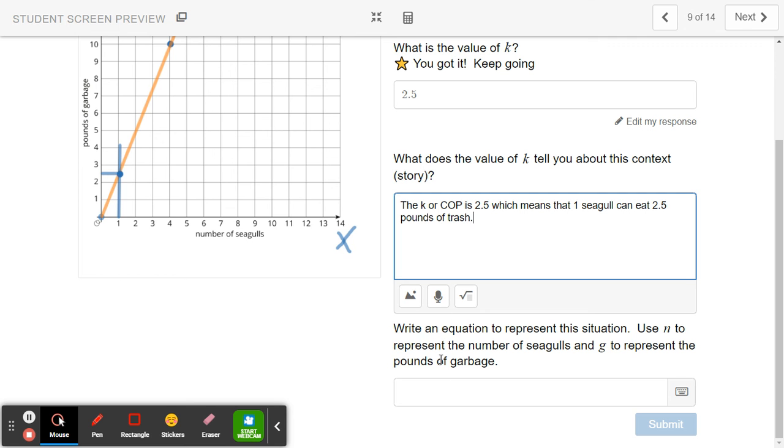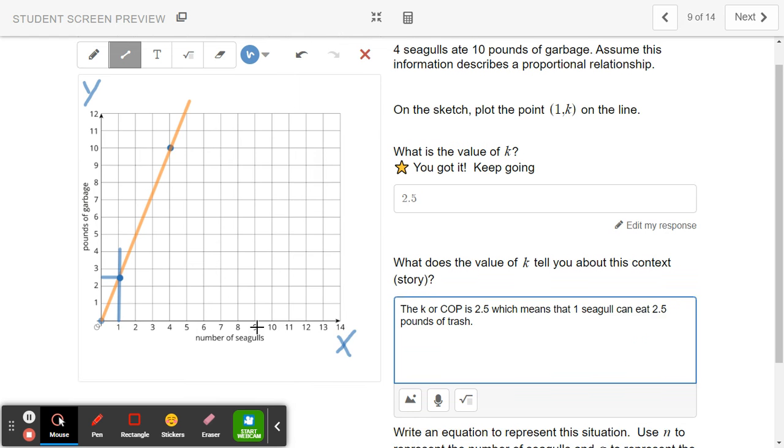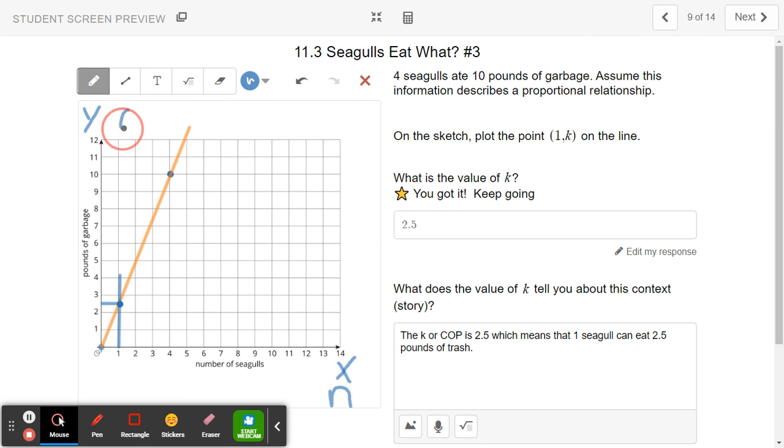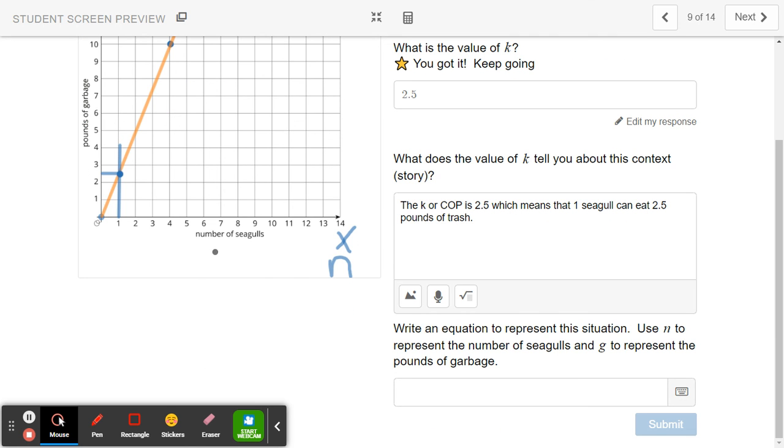Next, it says, write an equation to represent the situation. Use n to represent the number of seagulls. So I'm actually going to write that, in this, x is actually n, right? Because it's the number of seagulls. And g is my y, which is representing the trash or garbage, okay? So that, again, this is where I can use what I know. If I know the COP is 2.5, right? So the COP is 2.5.